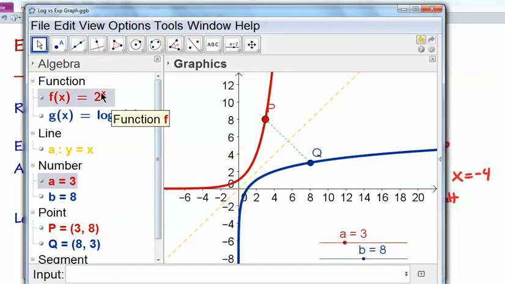And that's what we're trying to investigate, that exponential graphs and logarithmic graphs are inverse functions. There's a memory test from Algebra 1. Do you remember that inverse functions swap the x and the y variables?